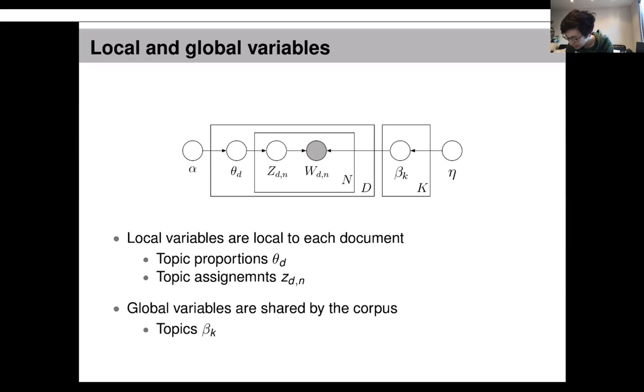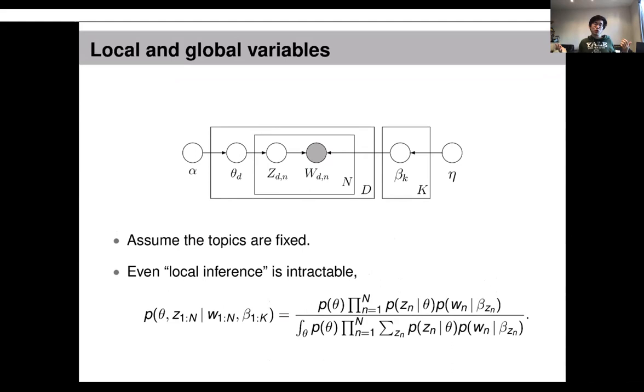Okay, so if you were to just assume that you had topics, right? Assume you were just given these topics. Even then, if you were to try and calculate this posterior, you would still be screwed, right? So the form of this is actually pretty intractable. So we need to be a little bit more clever.